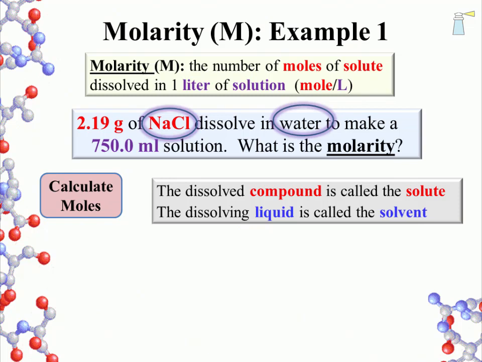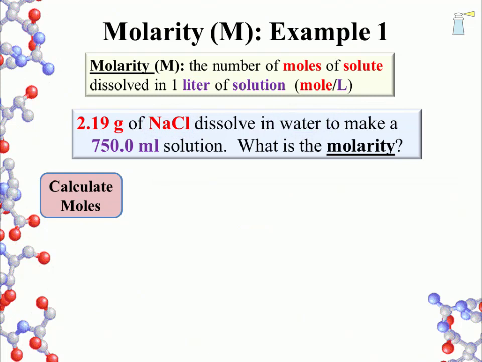Notice that the problem does not say that there are 750 mL of water. It says that there are 750 mL of solution. The actual amount of water will be less since the salt is also taking up volume. Be sure to keep solution and solvent straight. So, it is the solute NaCl that needs to be converted into moles.